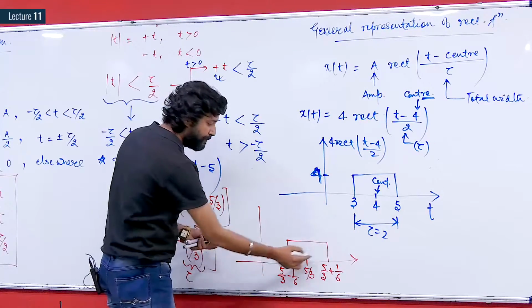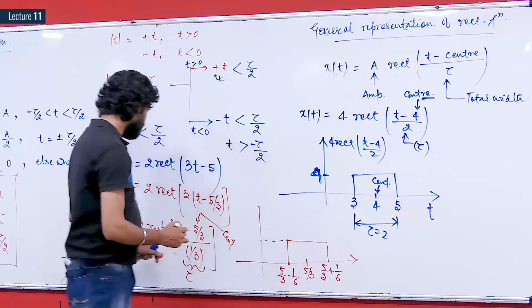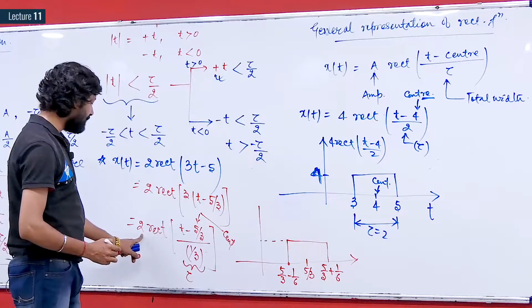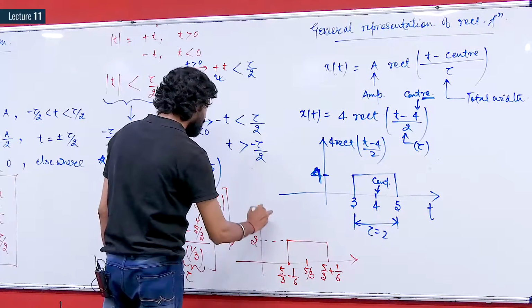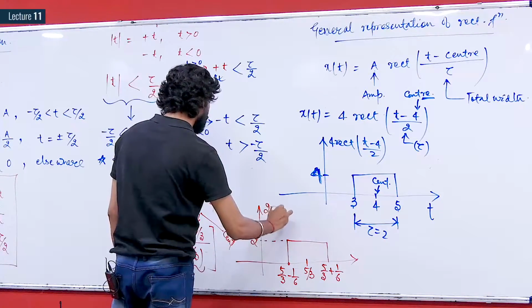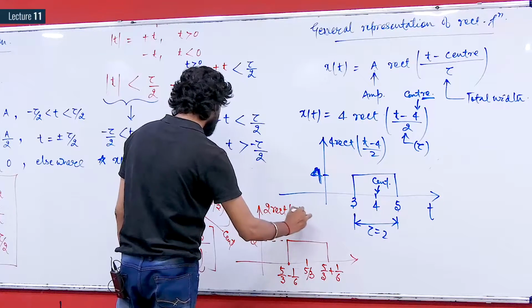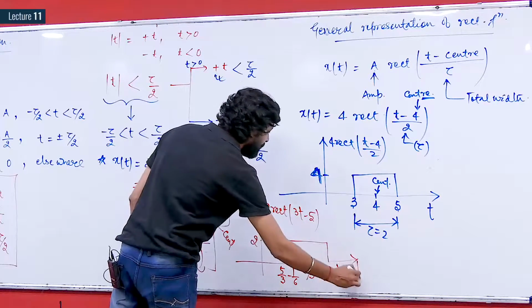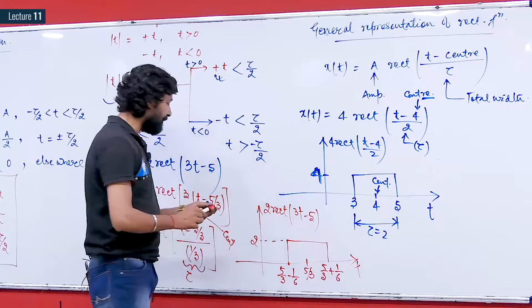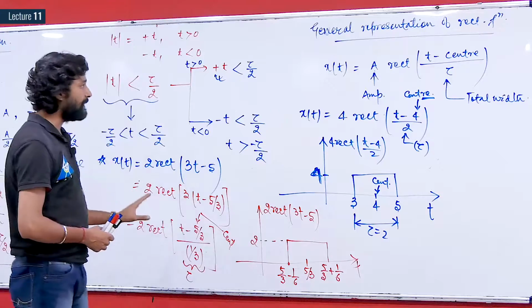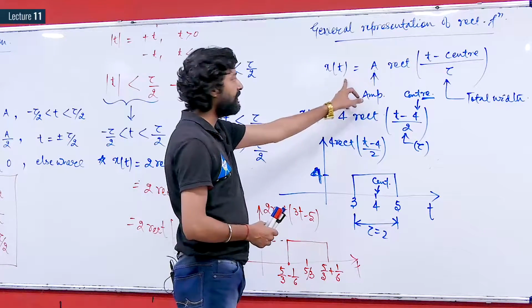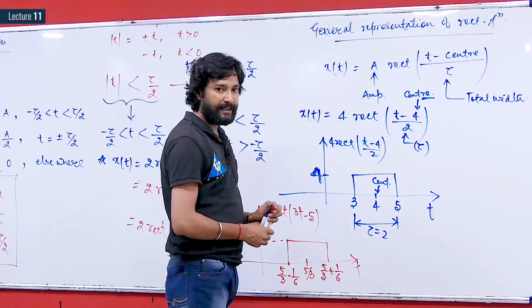So you can obtain these two points, and the amplitude here is simply the value written before this rectangle, that is 2. So it has amplitude 2. This is your function 2 rectangle of 3t minus 5. So you just have to write down the given expression for x of t in a form where you can compare it with the standard representation, that is a rectangle of t minus center upon tau.